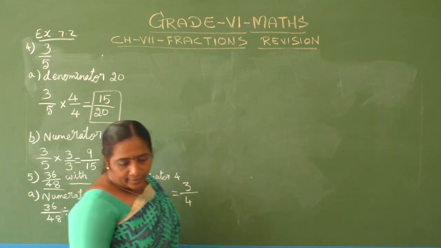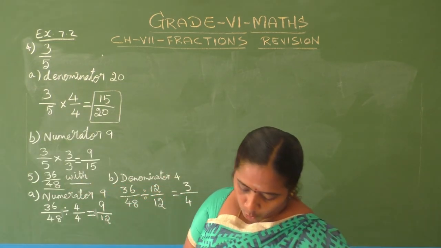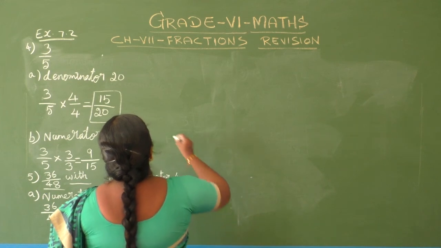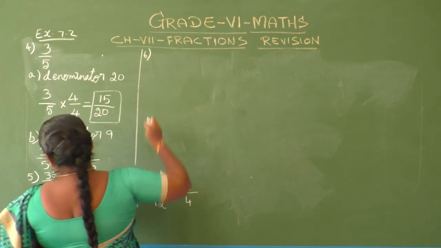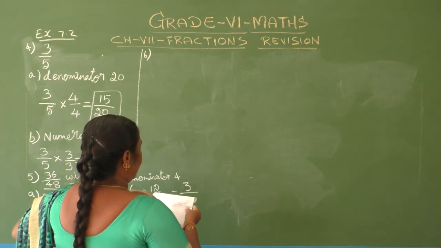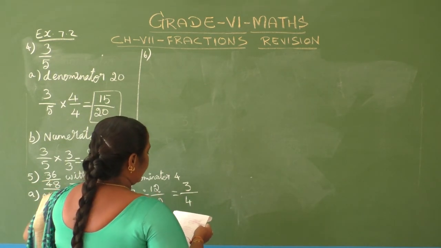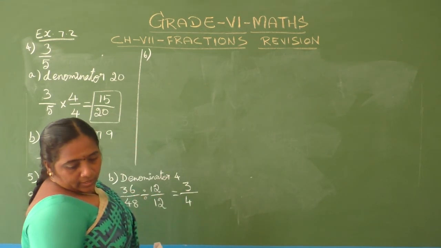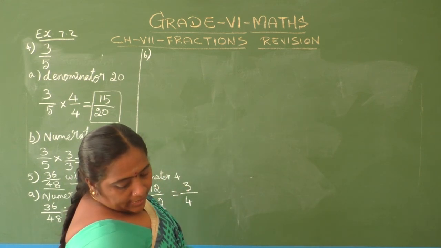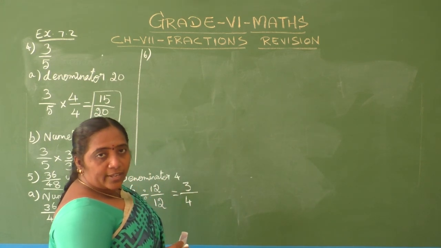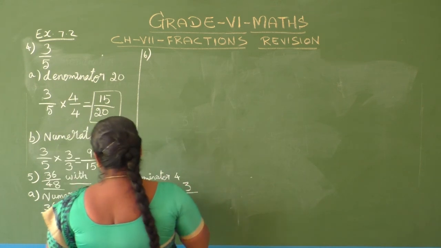Then we go to the next Roman, 6th Roman. Check whether the given fractions are equivalent. Now here they gave some fractions. We are going to check whether those fractions are equivalent fractions or not. Okay.